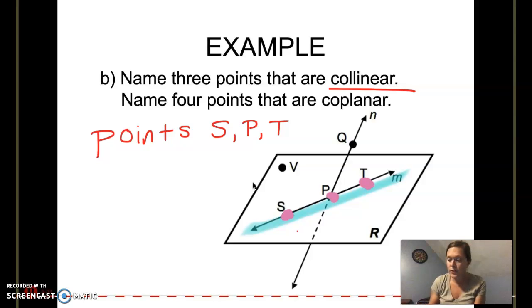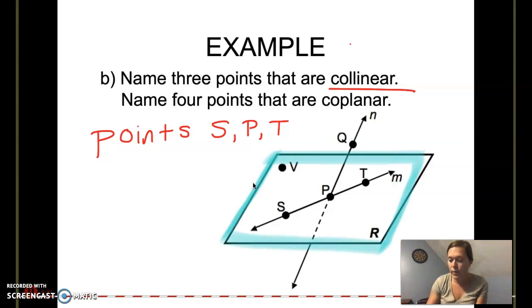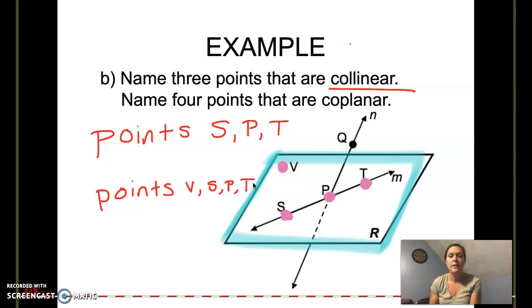The second half of this question says, name 4 points that are coplanar. So here is my plane. Give me 4 points that are on that plane. Well, there technically are only 4 points on that plane, so let's name them all. So again, V, S, P, T are all on that blue plane, plane R. So V, comma, S, comma, P, comma, T would be 4 points that are coplanar. Okay, they're all on that plane R.